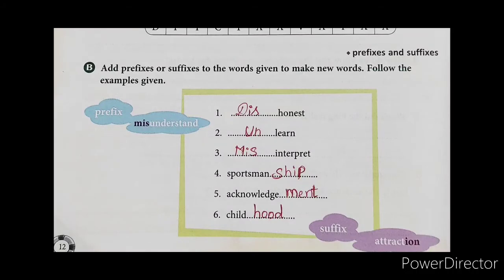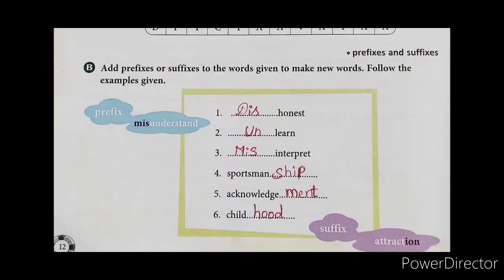Look at the fourth word. Sportsman, sportsmanship. As we are adding ship at the last, it is known as suffix. When we add some words at the last of the word, after the root word, then it is known as suffix. When we add some words before the root word, it is known as prefix. So be clear in this, children. Sportsman plus ship together is sportsmanship.